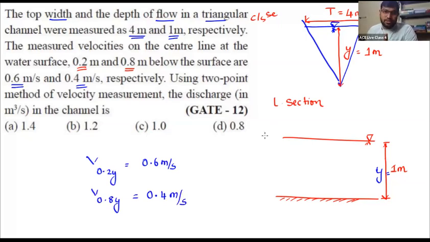So if y is equal to 1 meter, then 0.2 meters means 0.2y, 0.8 meters means 0.8y. Then using the 2-point method of velocity measurement, they're asking for the discharge. What is being asked? Discharge. Look, I have given you the triangular channel. The channel is going to be a triangle, and I have given you the top width and depth of flow. Apart from that, I mentioned the velocities.